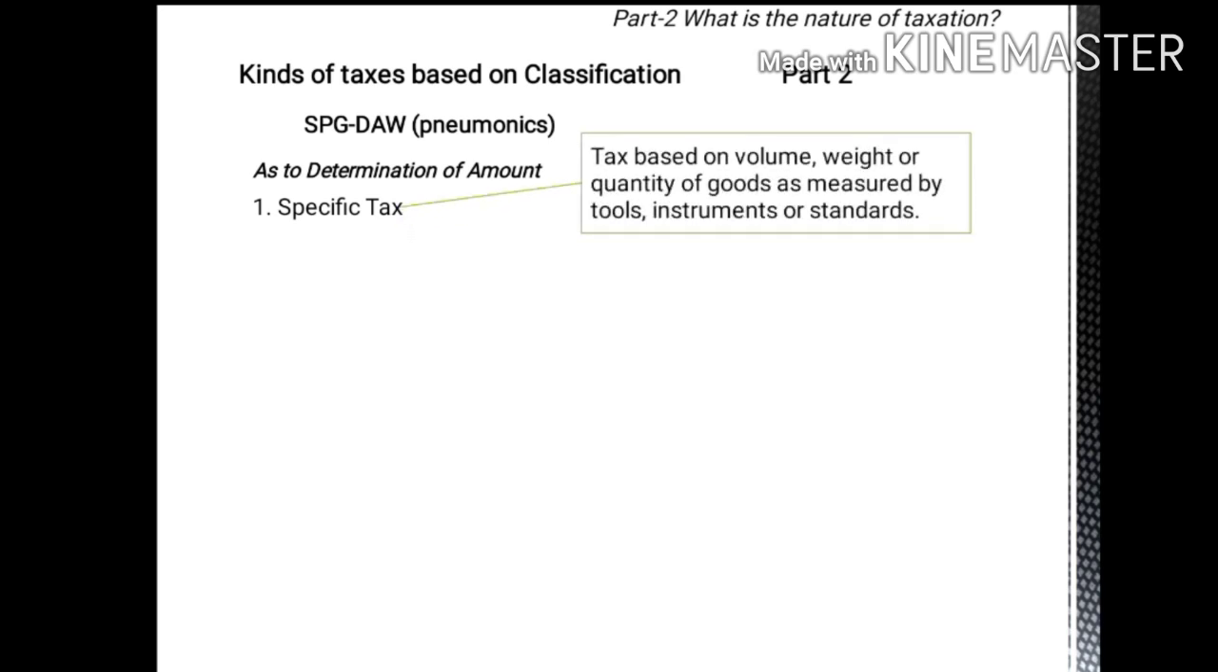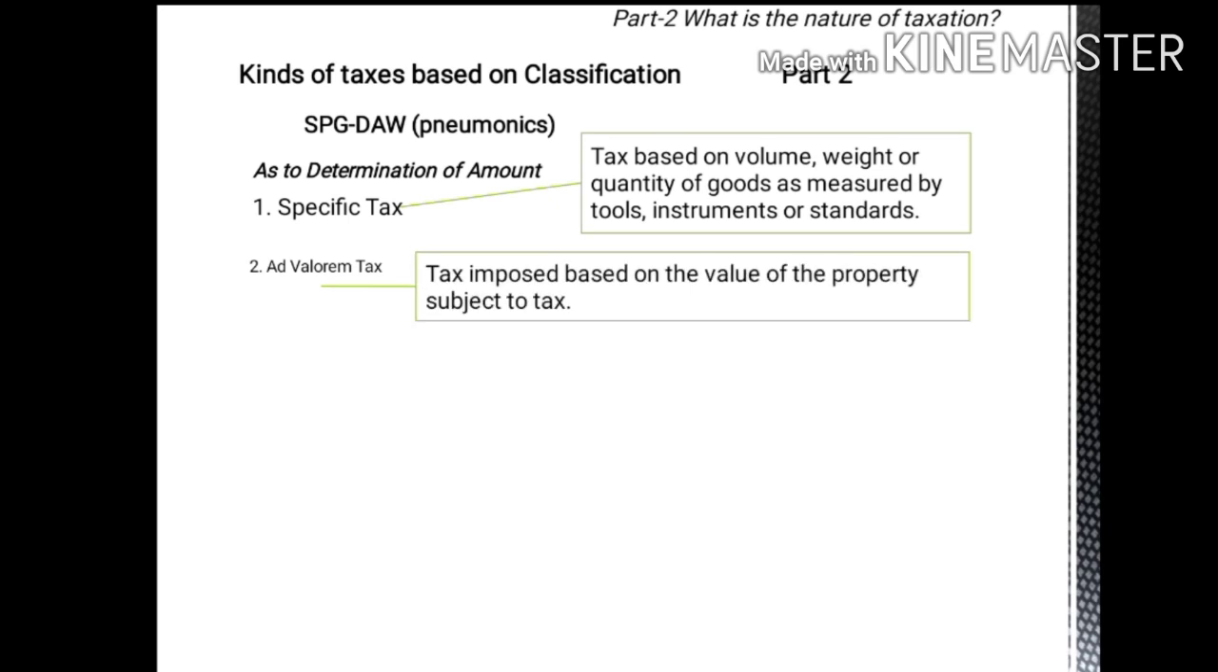Let's go to DAO. As to determination of the amount, how do you determine it? It can be a specific tax. A specific tax is a tax or a percentage, but you multiply it by the volume or weight or the quantity of the goods as measured by tools, instruments, or standards. So the basis is the weight or physical volume. Then there is the ad valorem tax. Ad valorem taxes are taxes, a percentage, based on the value of the property: assessed value, market value, and so on. So let's go to A.